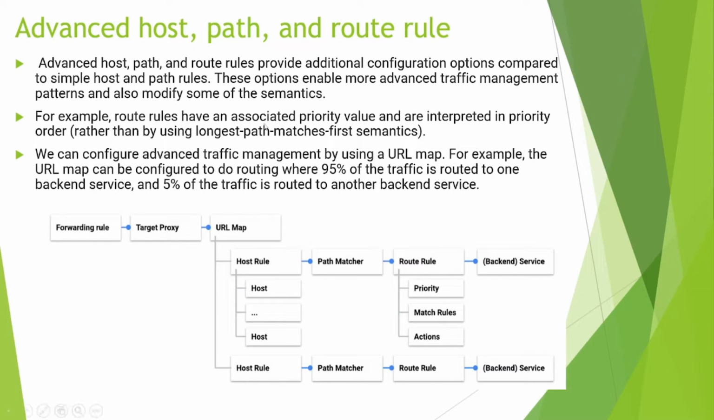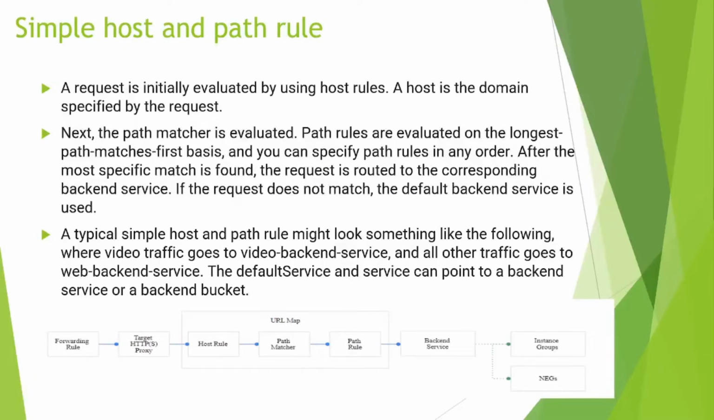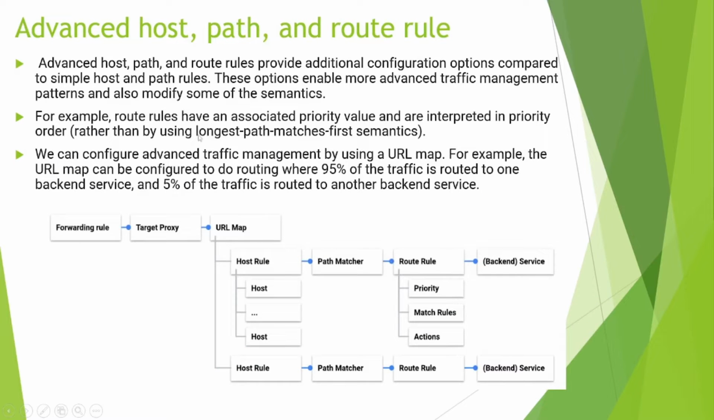Also, instead of using longest path matches, in this we create route rules, and each route rule has a priority. In simple host and path rule, there is no priority, but in this we can define a priority. The lower the number, the higher the priority. So you can define a lower number if you want a high priority rule, and in this we can do traffic management quite better.